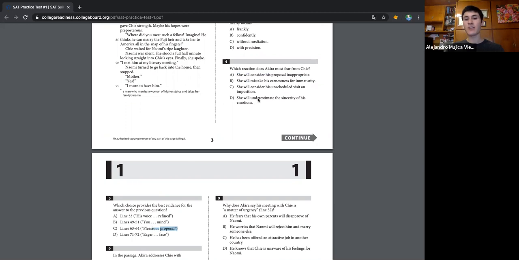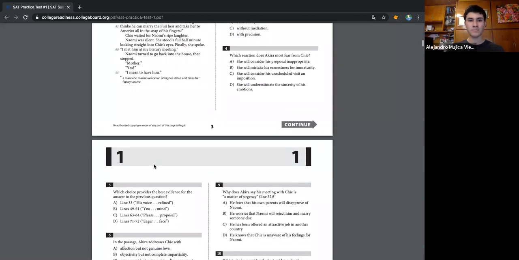So it's a very tight fit between A and C for 4 and 5. And then, "she will underestimate the sincerity of his emotions." That is one that we can discard immediately because he is very frank. He is very honest and earnest. He addresses the fact that he knows it's inappropriate or unexpected and that he didn't follow protocol. He doesn't leave any detail out. So I don't think he's afraid of her underestimating his sincerity.